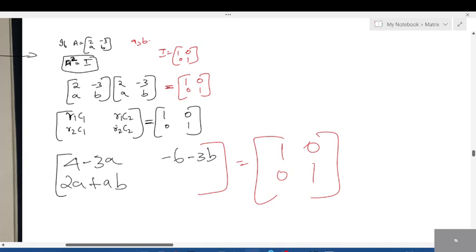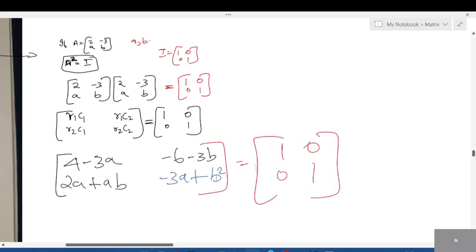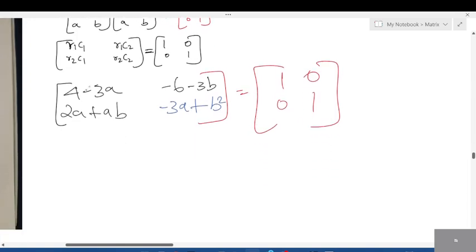Tell me the next one, students. What is R2C2? Minus 3a. B into B is how much? B square. We are not here just to compare the values; we need to compare the values and find A and B. Now take the first column, first element. What's the equation? 4 minus 3a is equal to?